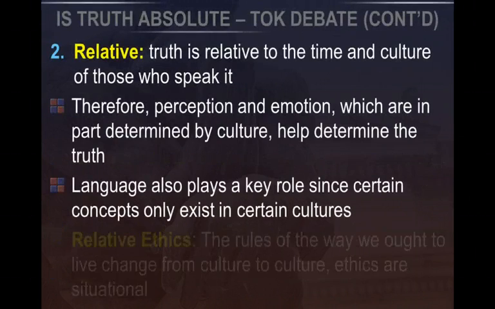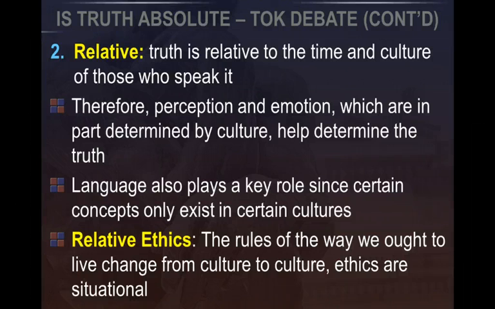Now the second position is that truth is relative, like we talked about before. Relative in this context to time and culture. Not necessarily individual, but relative to the time. So here in the 2014 era versus in the 1980s era or the 1900s era or the 1950s era, truth is different, and in the culture it's different. So here in the North American culture, truth is maybe different than in a different culture. So perception and emotion, which are influenced by culture, which we'll talk about, help determine truth. And language, which is part of our culture and our time, helps determine truth.